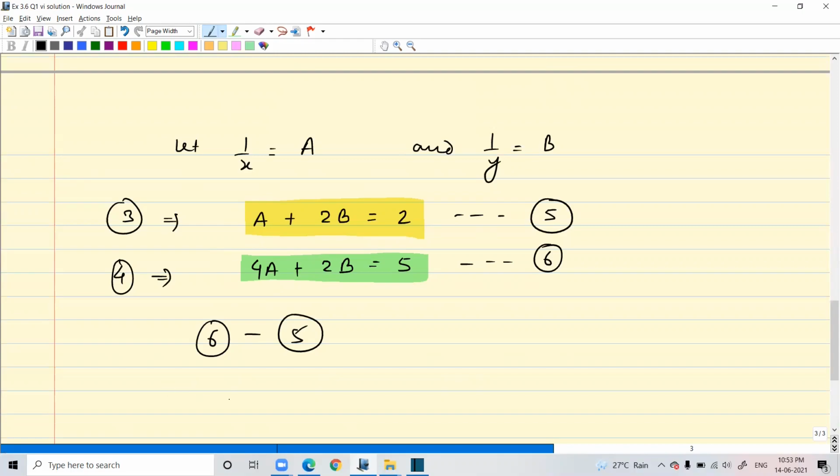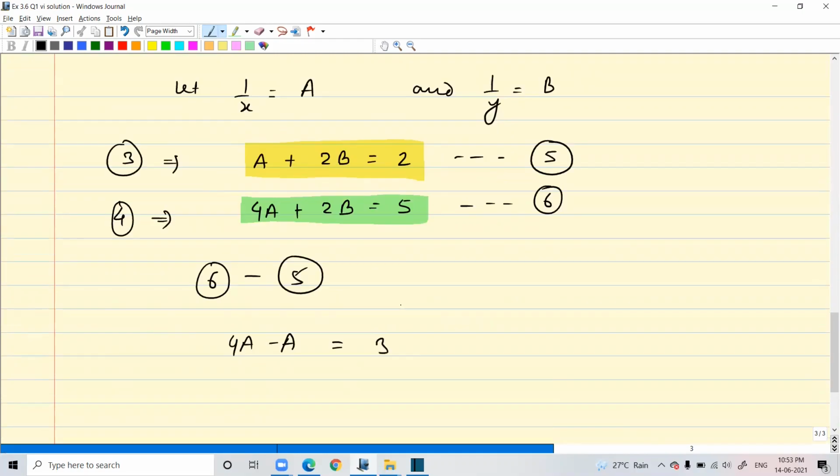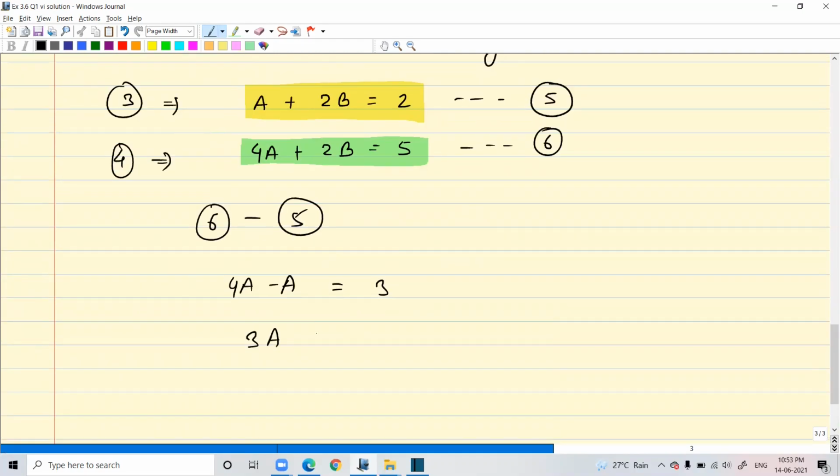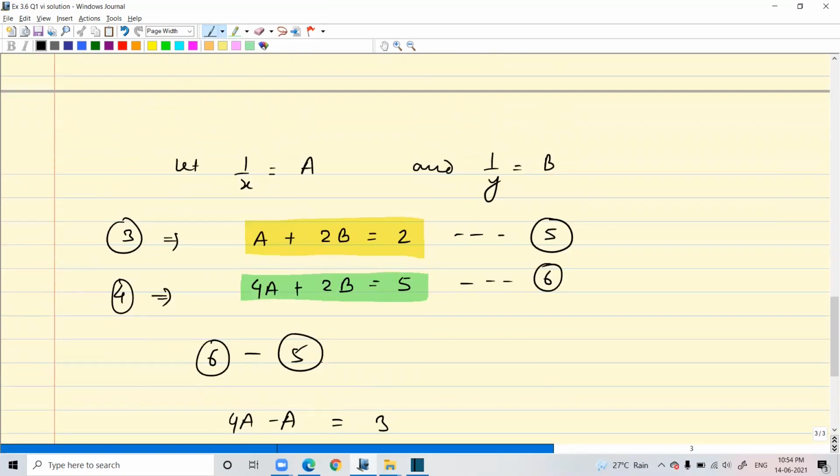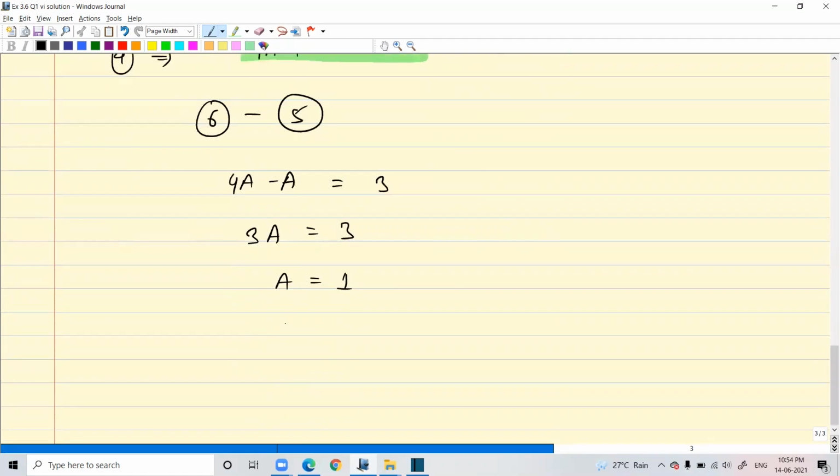What does it imply? We'll get 4a minus a, and then 2b minus 2b will become 0, so I'm not going to write it. And 5 minus 2 will become 3. So 4a minus a becomes 3, so 3a is equal to 3, which implies that a is equal to 1. Now, what was our a? Our a was 1 by x. So 1 by x is equal to 1 basically. So if a was 1, it means 1 by x was 1. So if 1 by x is 1, x will also be equal to 1. So a is equal to 1 gave us the x value.